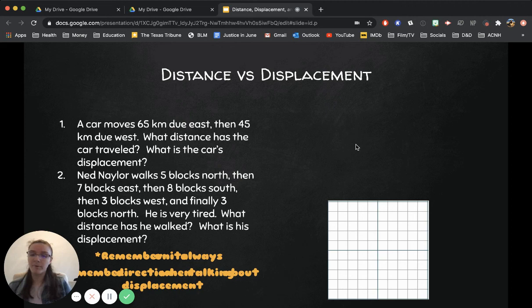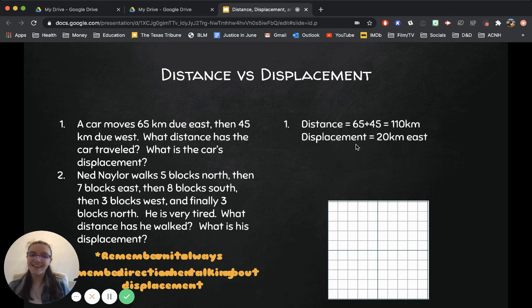Here are a couple more examples that you should try. A car moves 65 miles due east, then 45 miles due west. What distance has the car traveled, and what is the car's displacement? So it starts here, it moves 65 east and then 45 west. What is the distance and the displacement?